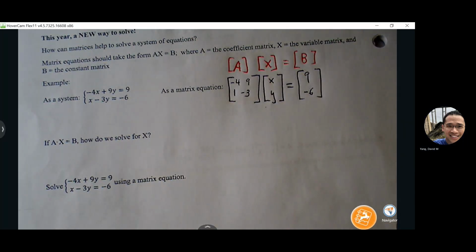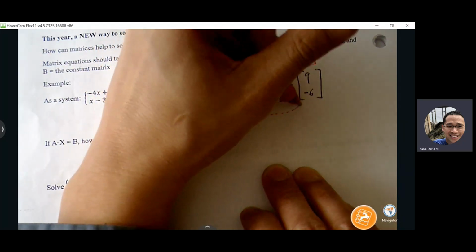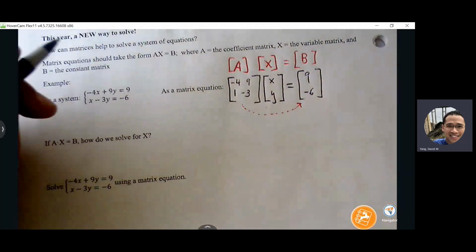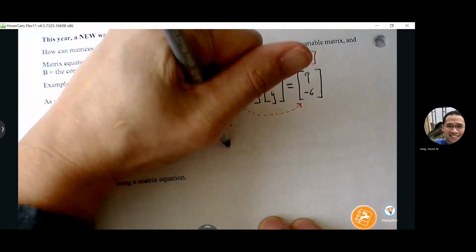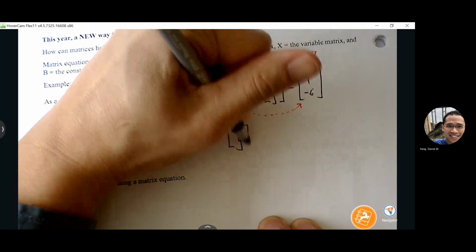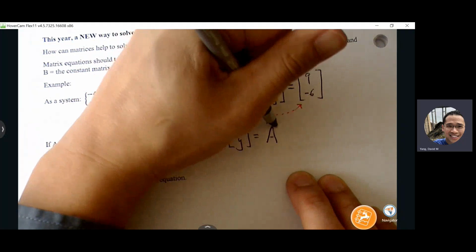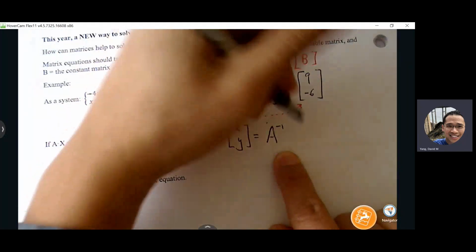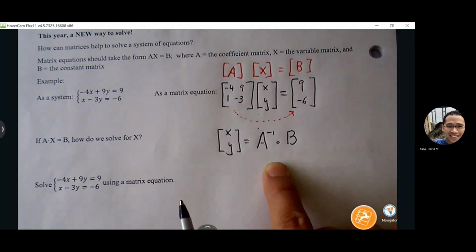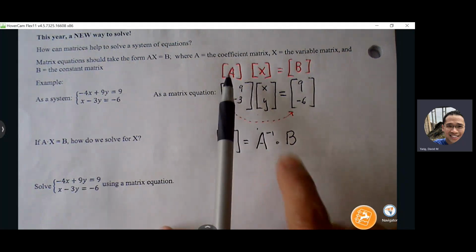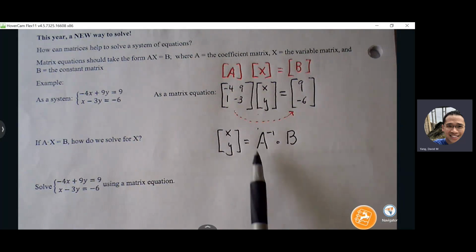So we're going to move this A inverse to the other side. So now this is what it's going to look like here. XY is equal to, we're not going to do the work just yet. We'll save it for below, but it's going to be the inverse of matrix A times the constant matrix. Okay, so make sure that we don't divide by matrix A. We move it, we call it the inverse, and we have to put it first.